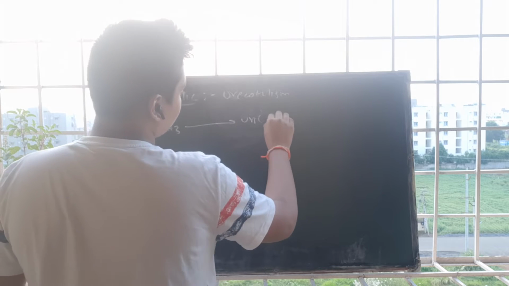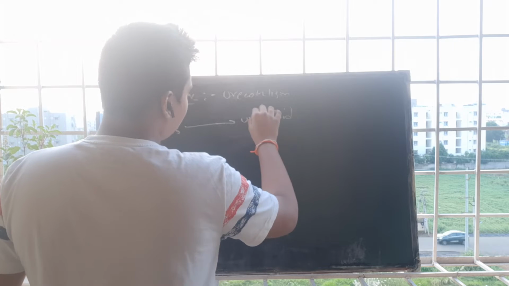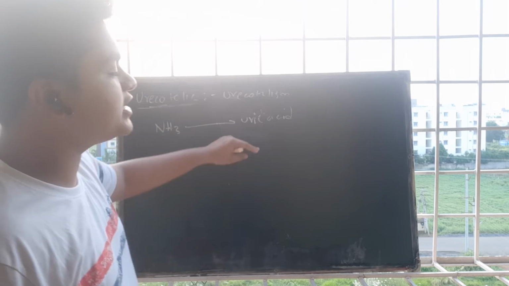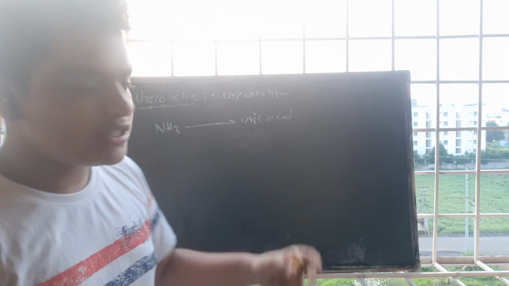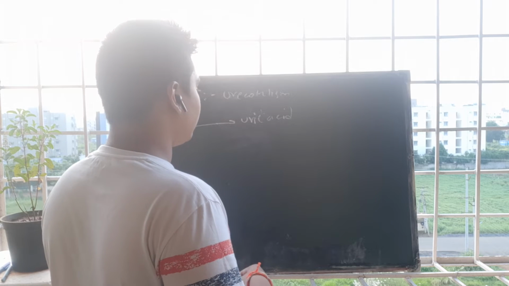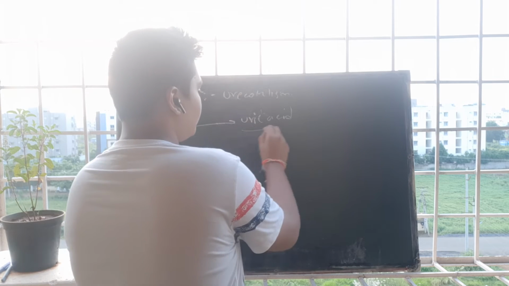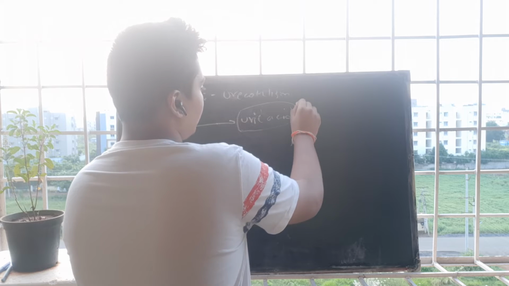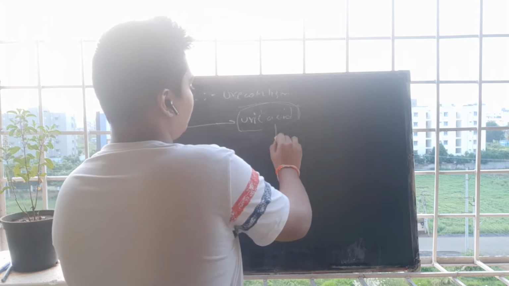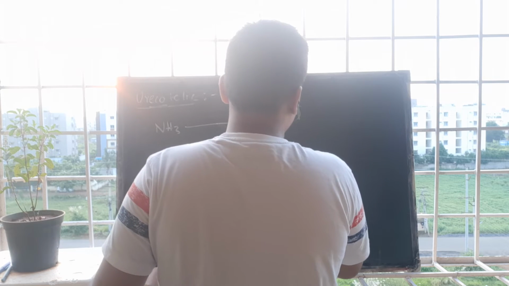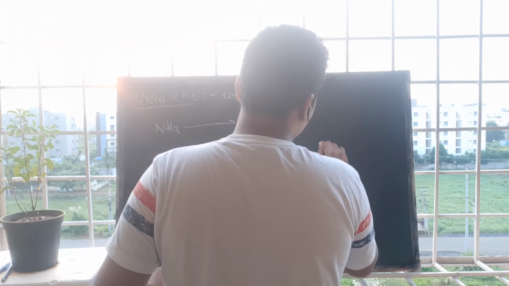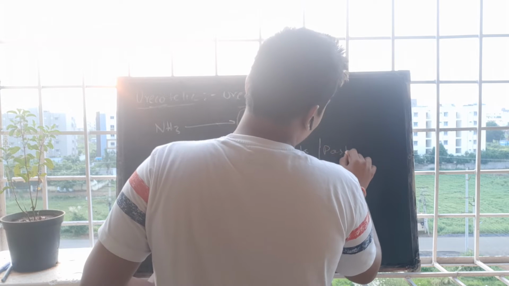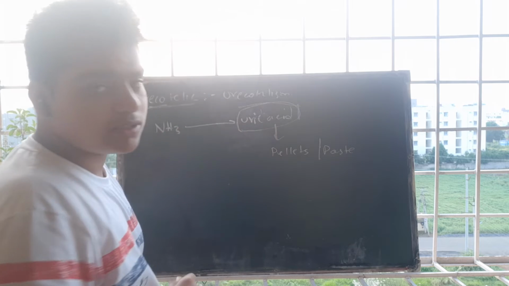Uric acid. While discussing uric acid, we have to discuss its advantages. This uric acid is mainly excreted in the form of, so this can be asked, pellets or paste. Have you ever seen bird droppings?